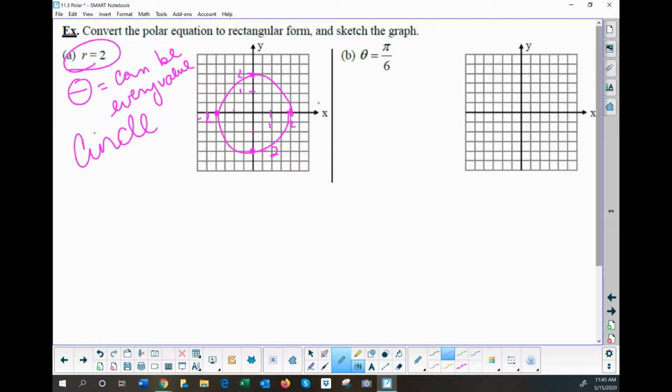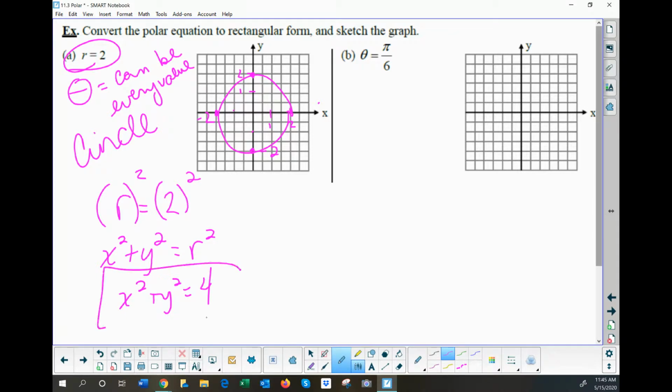And if I didn't recognize that, I guess what I probably would have done is square both sides to get it into an r squared format. And then instead of r squared, I'm going to substitute the x squared plus y squared equals r squared idea. So I get x squared plus y squared equals 4. And now we're into rectangular mode. Circle with a radius of 2 centered at 0, 0.